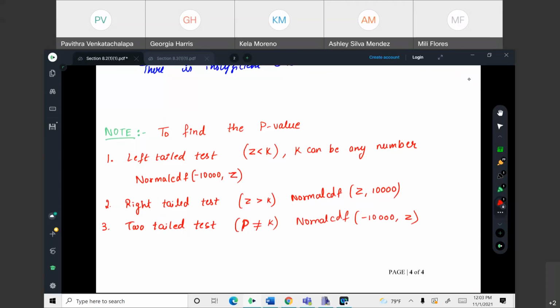Now, the only difference here is after doing the normal CDF, you get the area, right? So you just have to multiply this area with 2. When it comes to two tail, you just have to multiply the area with 2. That's the only difference. Okay, so you can make a note of this. It will help you when we are solving section 8.3.